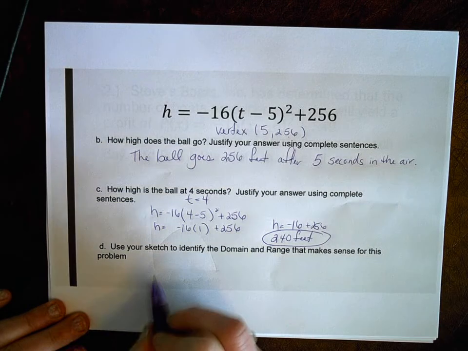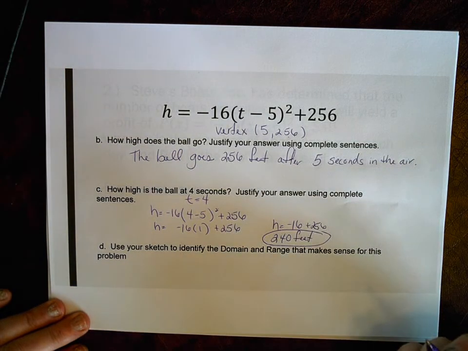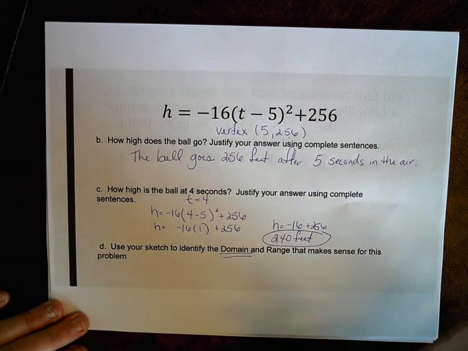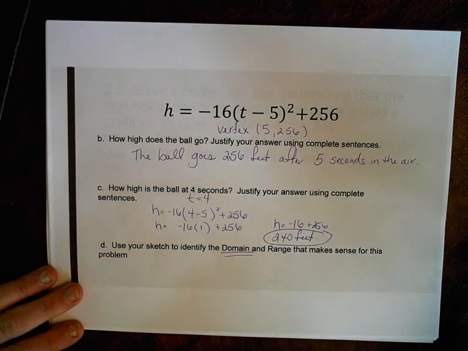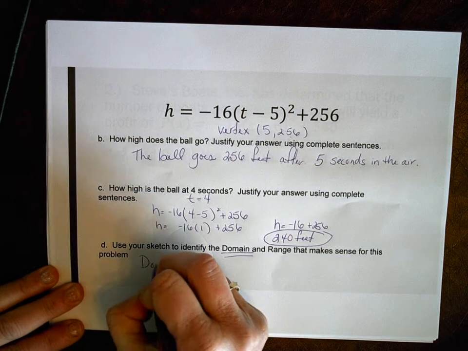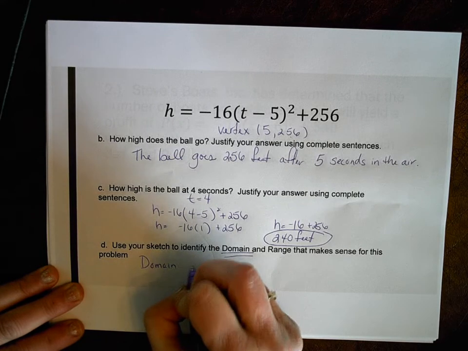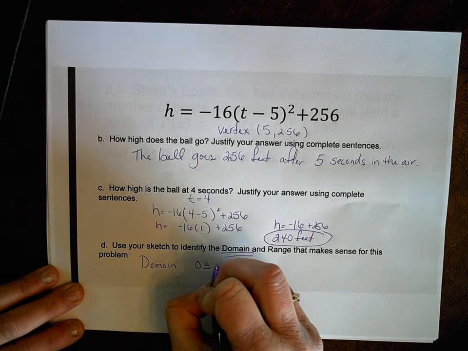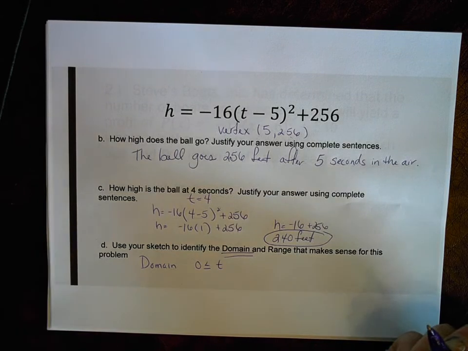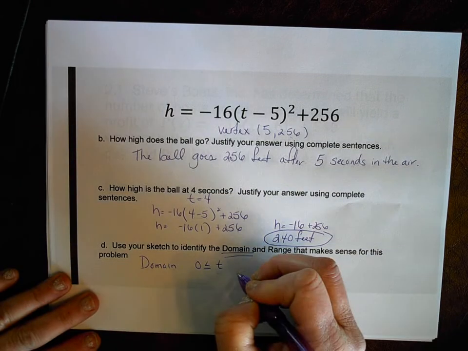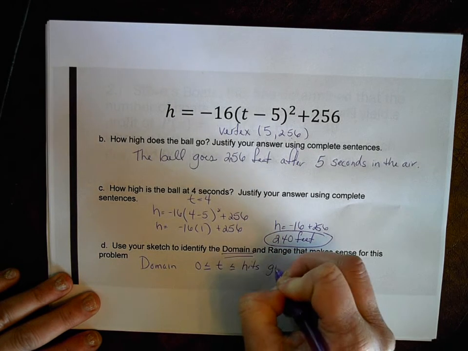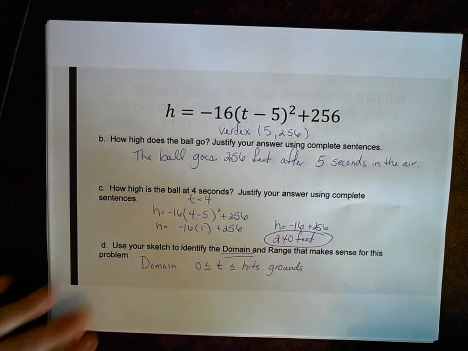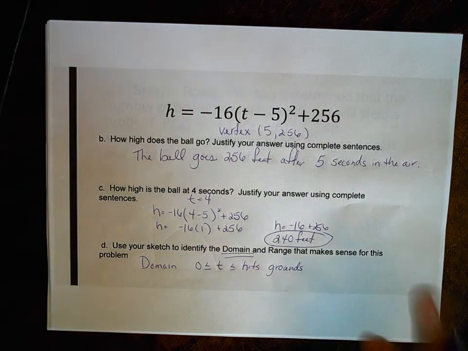It says use your sketch to identify the domain and range that makes sense for this problem. I've always told you guys in the other videos that domain's all reals, all reals, all reals. But not in this case. Our domain is our x values, or our time. Time can't be negative, so our time has to be at the lowest 0. 0 seconds, I haven't thrown the ball yet. And the highest would be when it hits the ground. Whatever time that is. Maybe that's 10 seconds. Maybe it's 9, whatever it is.